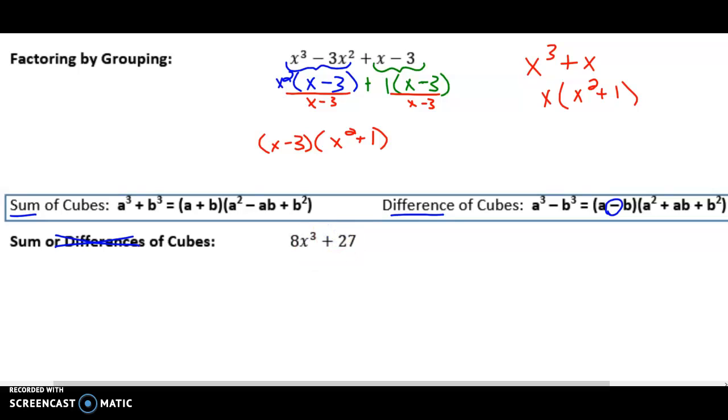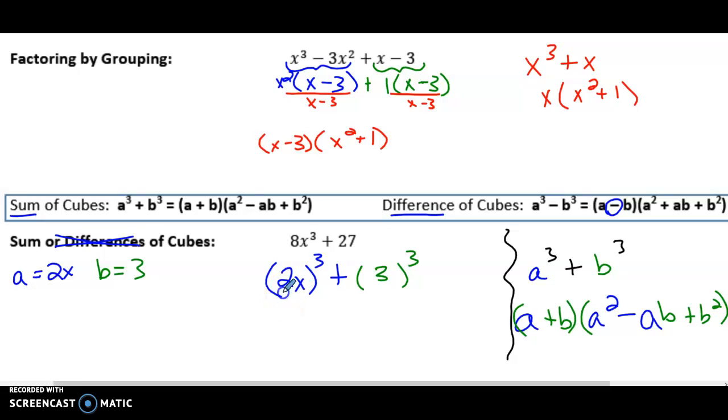Okay, so from there, we want to try to think about writing 8x to the 3rd power as something cubed, and then 27 as something cubed. So I think, what times what times what is 8x to the 3rd? We can write it as 2x to the 3rd, because 2x times 2x times 2x will give us 8x to the 3rd power. What times itself 2 more times is 27? That would be 3. So we can let our a be 2x, and we can let our b be 3.